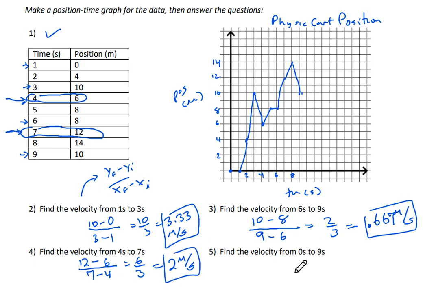And then the last one from 0 to 9. So 0 seconds, apparently we're flat. That's not in our table, but if at time 1 we're at 0, then we can safely assume at time 0 we're also at 0. And then going from 9, so 9 minus 0, and then at 9 we're at 10. We started at 0, so that's 10 over 9. Whatever that happens to calculate to, let's go ahead and find out. 10 divided by 9 is 1.11. So hopefully seeing it done helps you out.